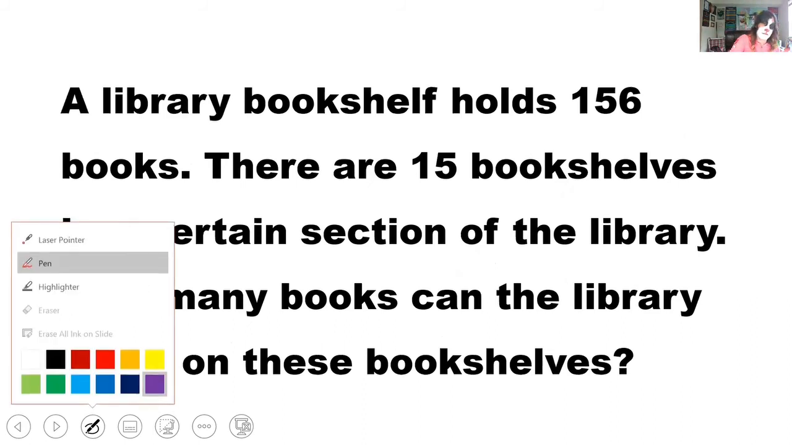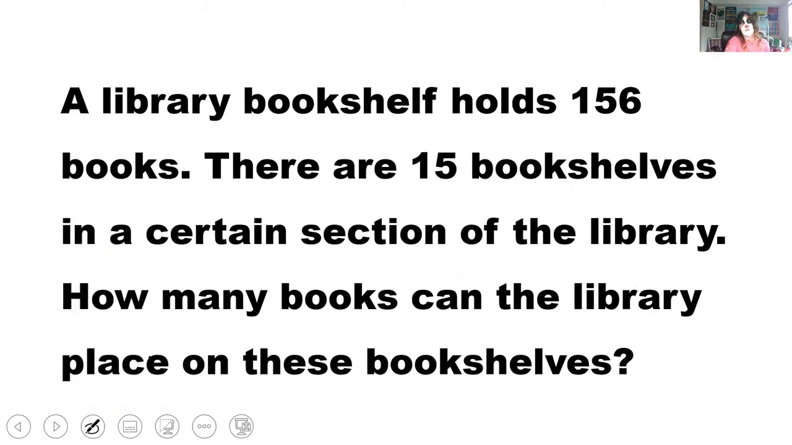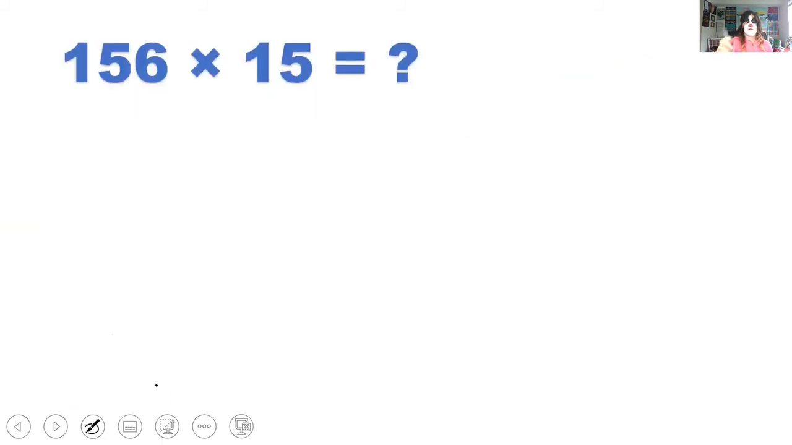Okay, let's do cubes. What are the important numbers that we need to know? 156 and 15. Okay, there are 156 books on each of 15 bookshelves. We are adding 156 together 15 times. So it is essentially 156 times 15 because we are adding 156 together 15 times.